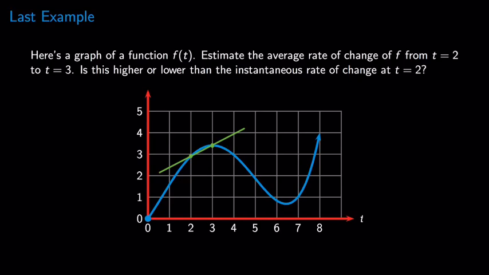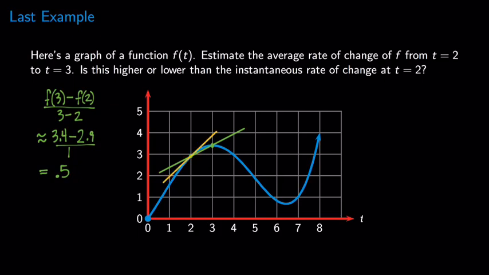And what's the slope of that? Well, we can compute that off to the side. This is going to be how we compute that. By reading off of the graph, I would say that f of 3 is about 3.4 and f of 2 is about 2.9. And so that average rate of change is about 0.5. There's a second question here. Is this higher or lower than the instantaneous rate of change at t equals 2?